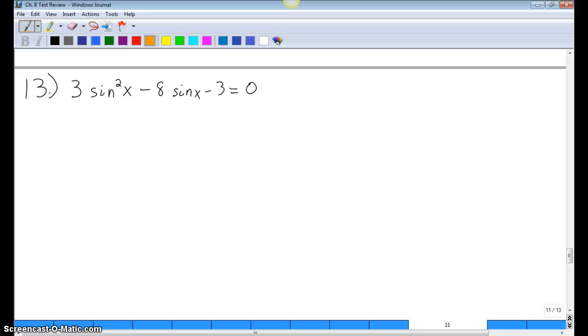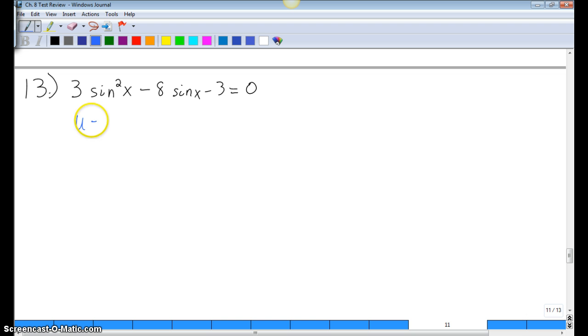Alright, number 13 in the practice problems is one we've done one like it in class. In fact, I'm pretty sure we did the exact one in class, but anyways, I'll do it again. So, 3 sine squared minus 8 sine minus 3 is not exactly easy to look at. So what we're going to do is use substitution.